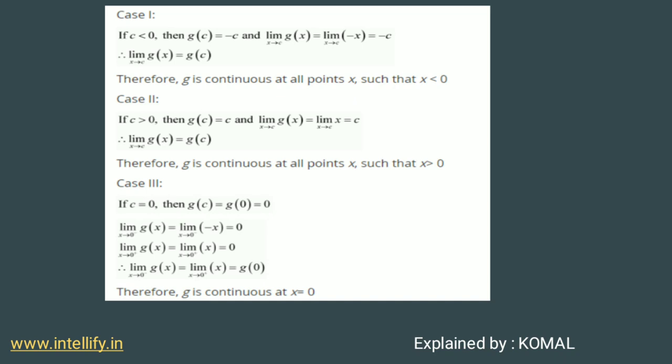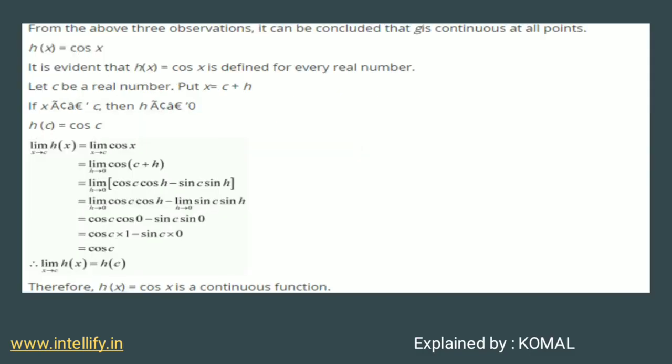Now case 3, when c is equal to 0, then g(c) is equal to g(0), which is equal to 0. Now the left hand limit as x approaches 0 minus of g(x) is equal to the limit as x approaches 0 minus of -x, which is equal to 0. The right hand limit as x approaches 0 plus of g(x) is equal to the limit as x approaches 0 plus of x, which is equal to 0. So the left hand limit is equal to the right hand limit, which is equal to the value of the function. Therefore g is continuous at x = 0. So from all these observations we can conclude that g is continuous at all points.